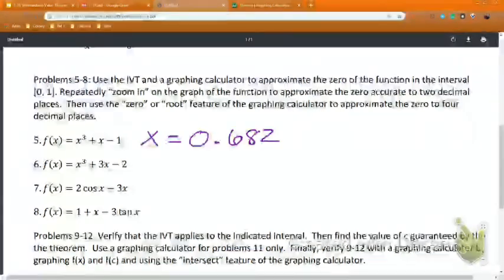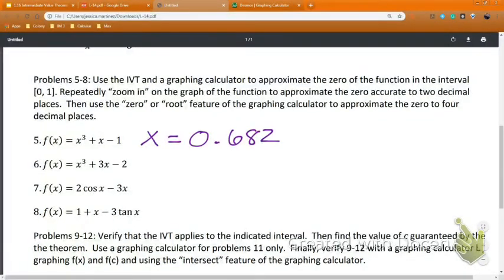All right. The last question we're going to look at is number 9. Write that in your homework. Number 9.